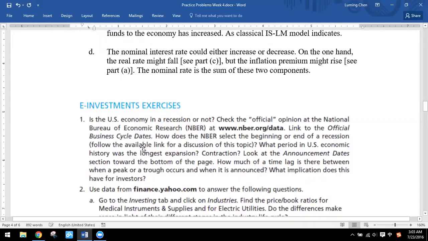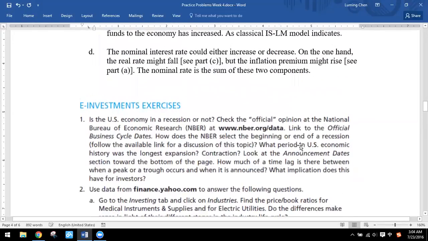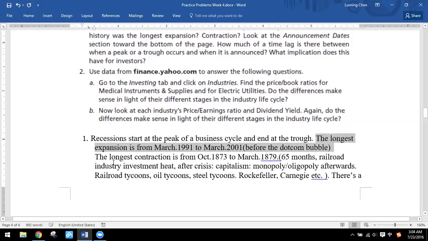What period in US economic history was the longest expansion? The longest expansion is from March 1991 to March 2001, before the dot-com bubble. What is the longest contraction? The longest contraction is from October 1873 to March 1879. It lasts for 65 months.